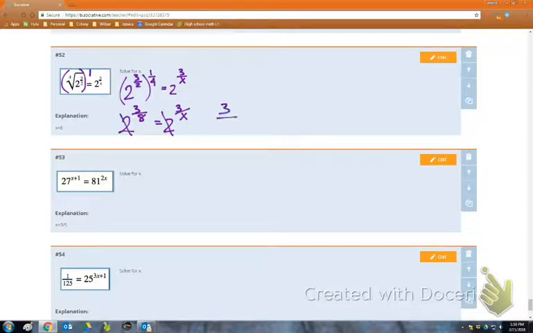Therefore, 3/8 is equal to 3 over x. And I hope it's obvious at this point that x is equal to 8, but if not, you could cross multiply and realize that x is equal to 8.